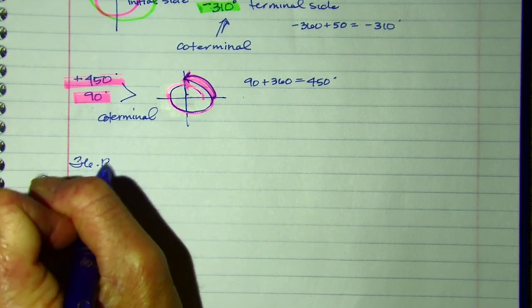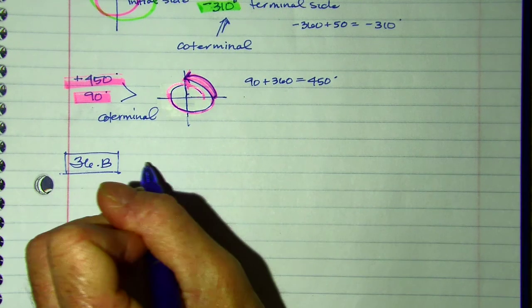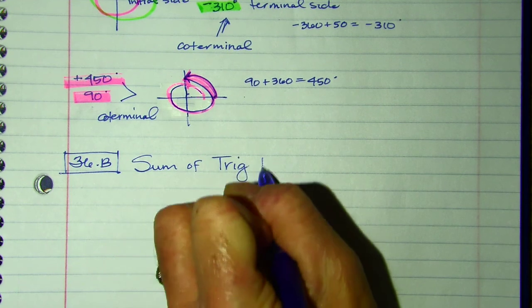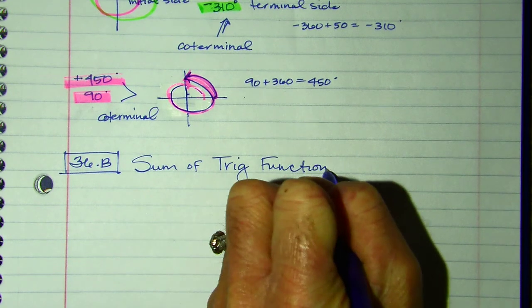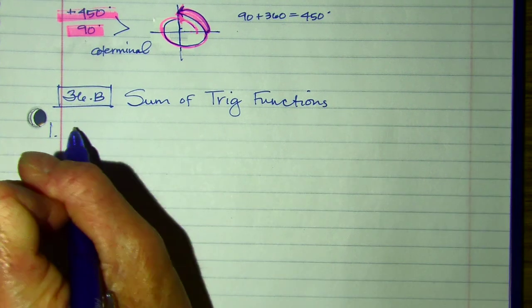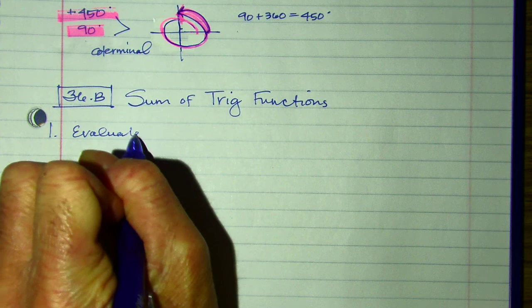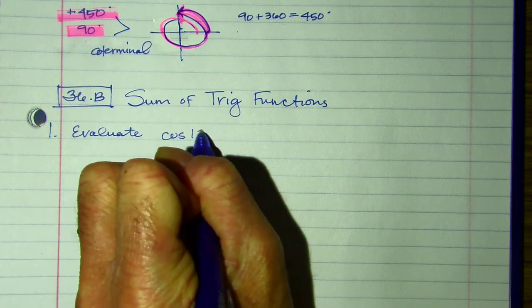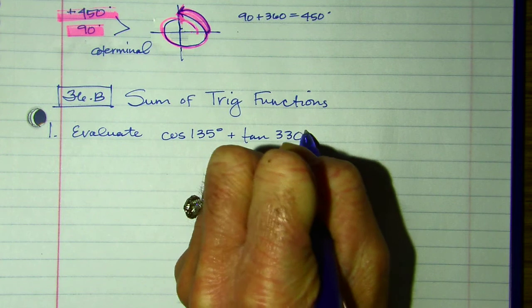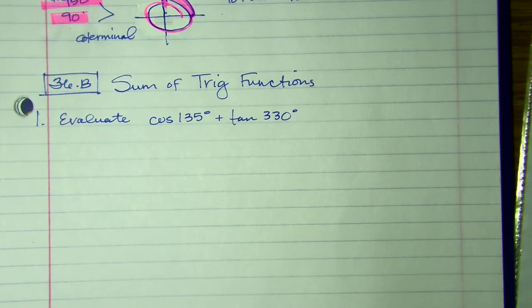36.B is on the sum of trig functions, so they're going to give you more than one to evaluate, and they're going to give you ones that have a sum or difference of 360. So I'm going to do several. So evaluate the cosine of 135 degrees plus the tangent of 330 degrees. Now, anytime they're asking us to use these trig functions, they're wanting to know the answers without a calculator.